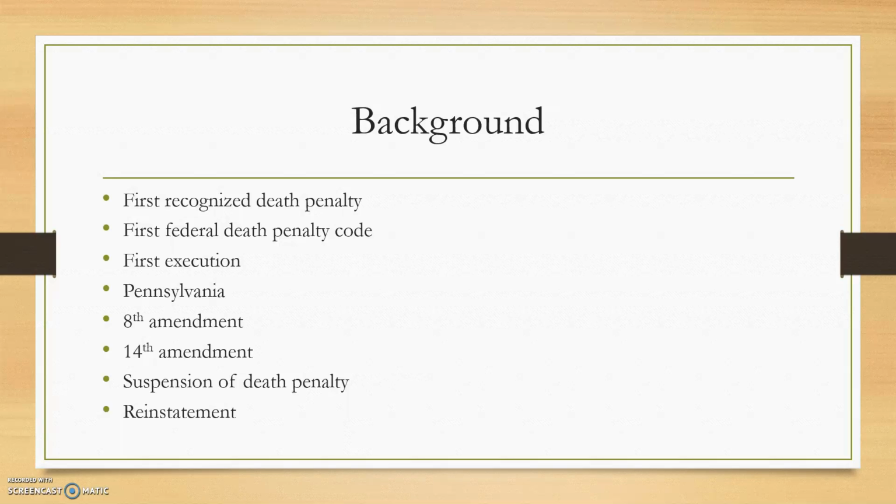The first recorded execution under the newly established federal death penalty code in the United States was due to the crimes of Thomas Byrd in Portland, Maine on June 25th, 1790. Thomas Byrd was hanged for murdering the captain of a small British slave ship at sea.